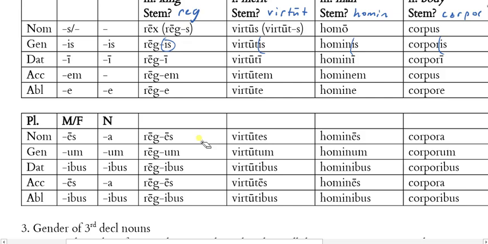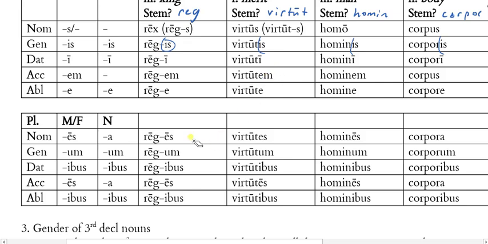Over here, reges, that's the kings, nominative. Regum, of the kings. Regibus, to the kings. Reges, accusative plural, the kings. I love the kings. And regibus, with the kings.